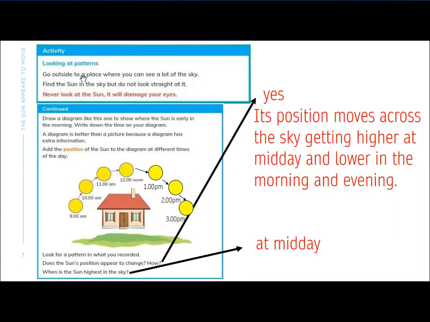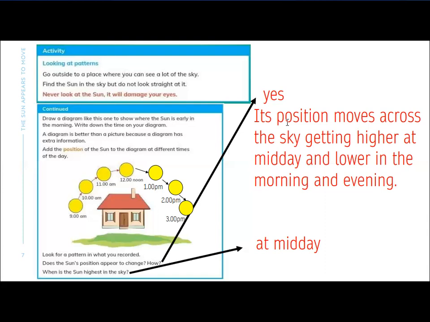Okay. So here are different positions of the sun during the daytime. We will start from 9 a.m., 10 a.m., 11 a.m., 12 noon, 1 p.m., 2 p.m., and 3 p.m. Look at the pattern in what you recorded. Does the sun's position appear to change? Yes, it appears to change. So write yes. Its position moves across the sky, getting higher at midday and lower in the morning and evening.